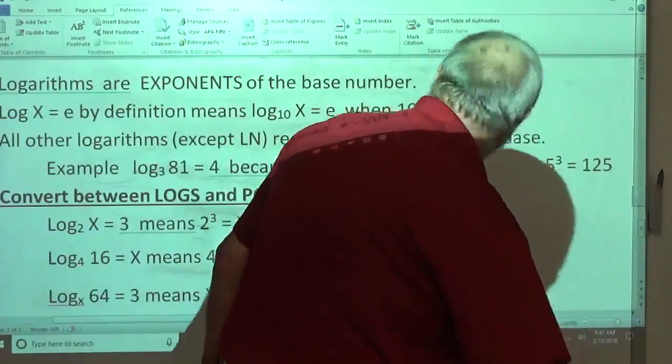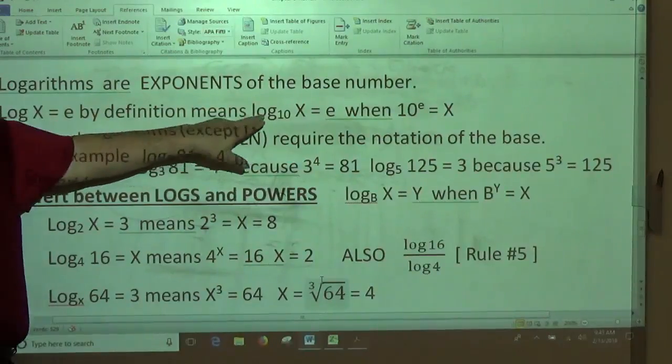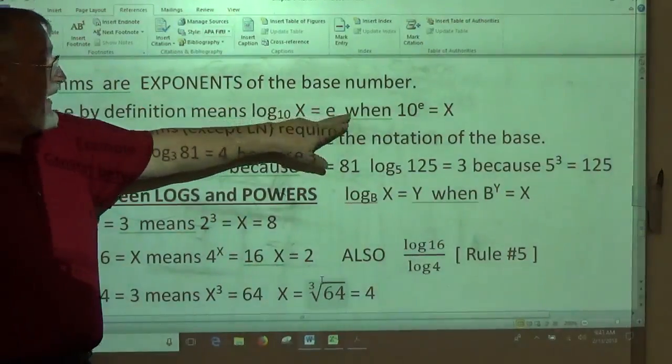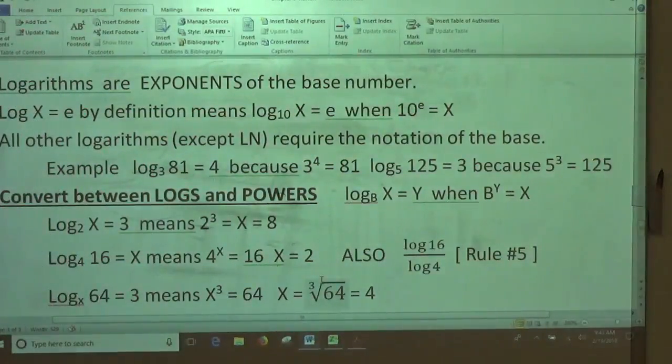Alright, now logarithms, fun stuff. Okay, first of all, log of x equals e. The e is the exponent. This is only true, log base 10 of x equals e, only if 10 to the e power equals x. Okay, so that's your examples.